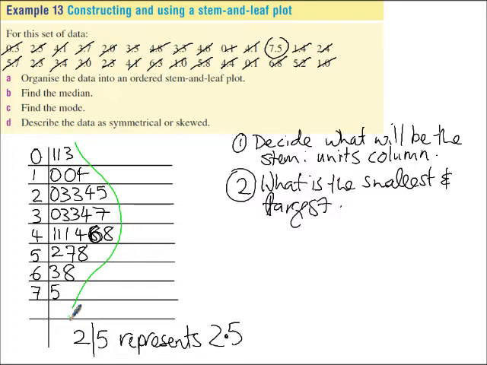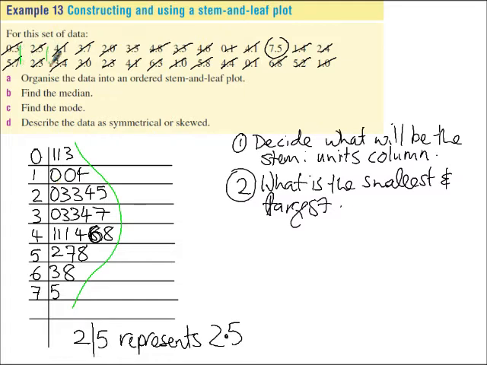Part B says find the median. Do you remember what the median is? It's the middle number when the numbers are ordered. By putting it in the stem and leaf plot, effectively we have ordered it because it's going 0.1, 0.1, 0.3, 1.0, 1.0, etc. So I have my data ordered. I just need to find the median. Remember, the median is the middle. So I need to know how many data points I have to be able to find the middle one.